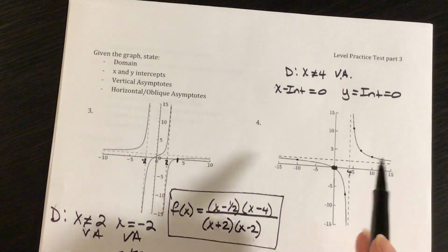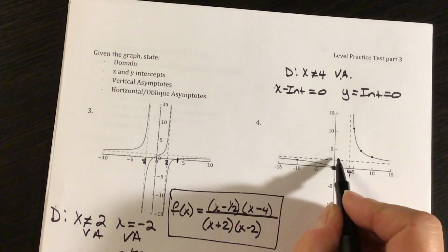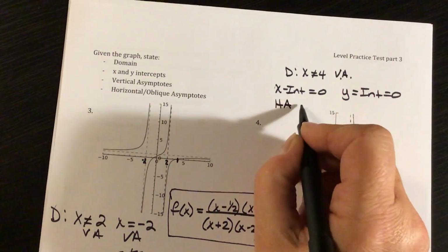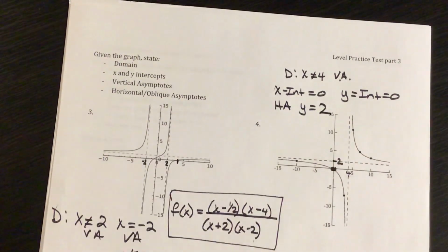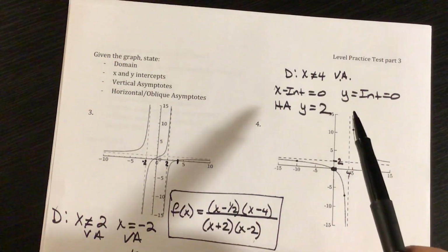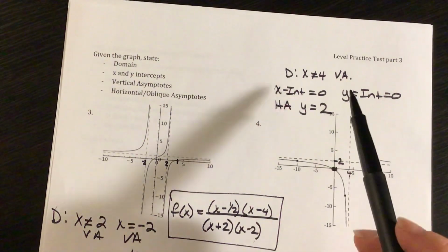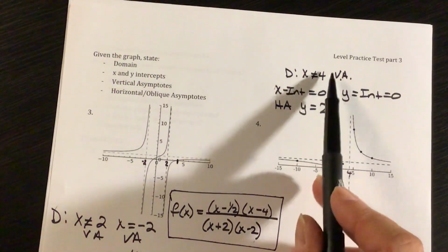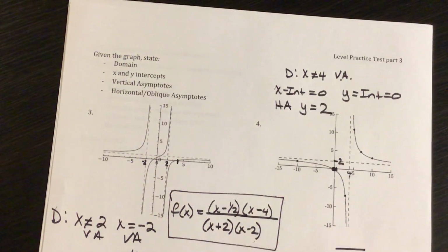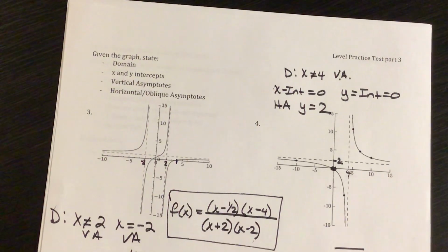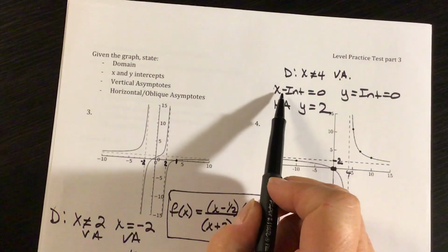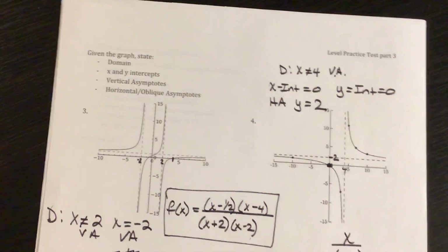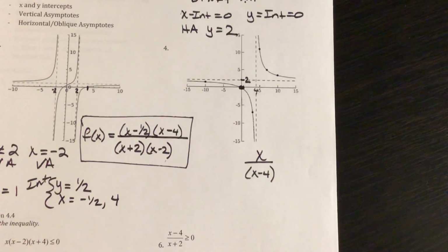And it looks like I have a horizontal asymptote. I'm going to say this is about 2. So horizontal asymptote at y equals 2. All right, so what this tells me is on my denominator, I need to have an x minus 4. And because I have an x-intercept at 0, I need to have a factor of an x in my numerator. Let's do that.